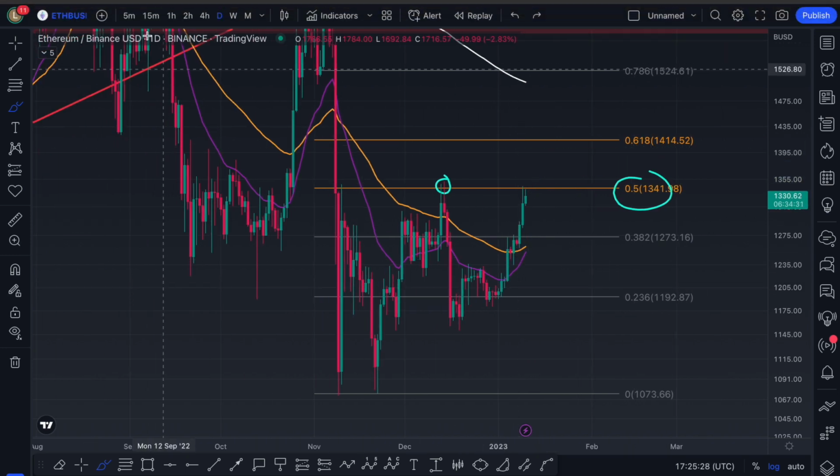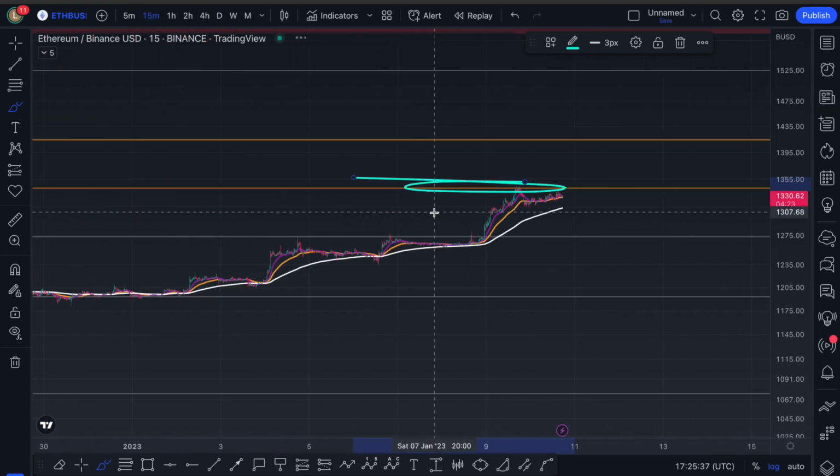But that's the daily. Let's go over to the 15-minute and zoom into this more. Again, we've already marked this high out as where we want to be closing above, that 0.50 fib.